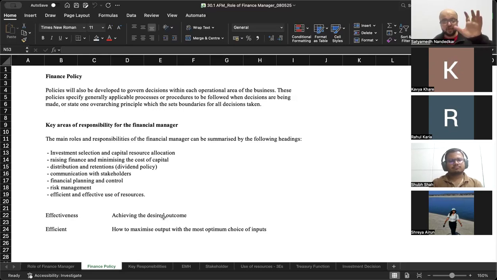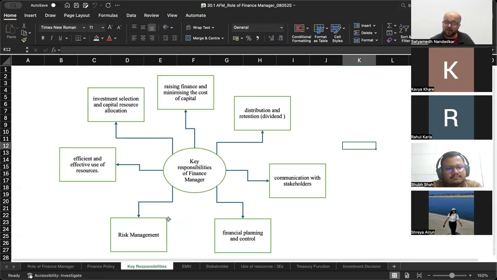How to distribute the profit, which is a dividend policy decision. How is that information communicated to all the stakeholders? Be it information about corporate restructuring, a merger, or dividend distribution. Risk management and efficient and effective use of resources is also the job of the finance manager. When we say effectiveness, what we are saying is the focus to achieve the desired outcome. You clearing the AFM paper with a score of more than 50, that is effectiveness. Efficiency means to maximize the output with the most optimum choice of inputs. Okay. Now, the key responsibilities of the finance manager that we saw here, I've put these together in a chart.